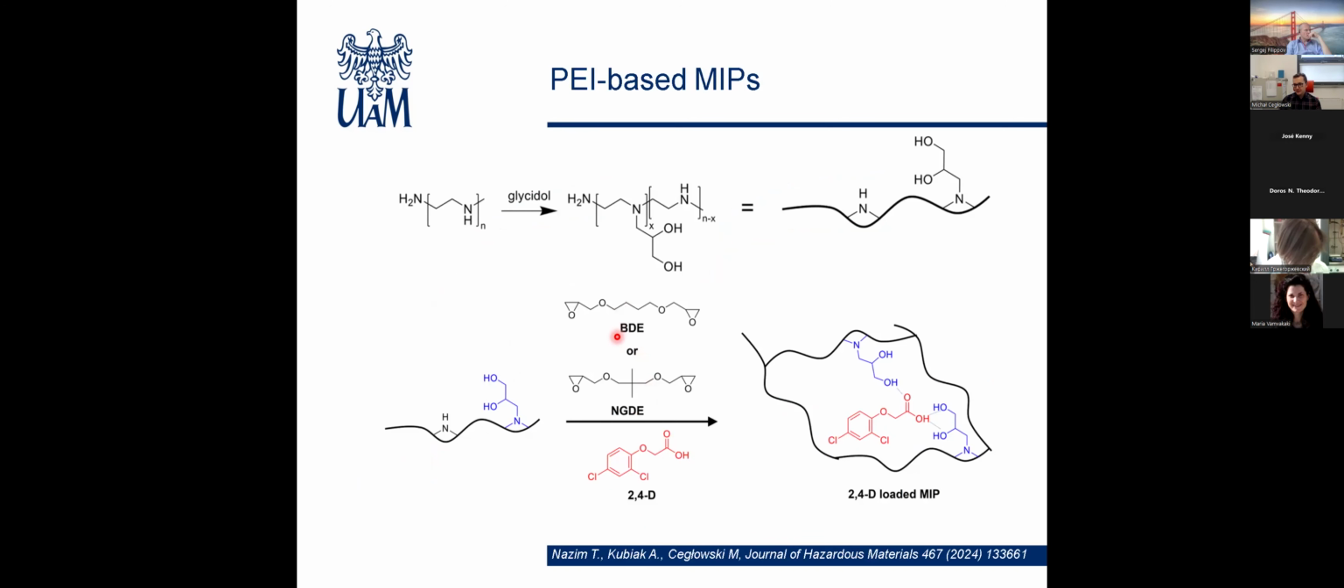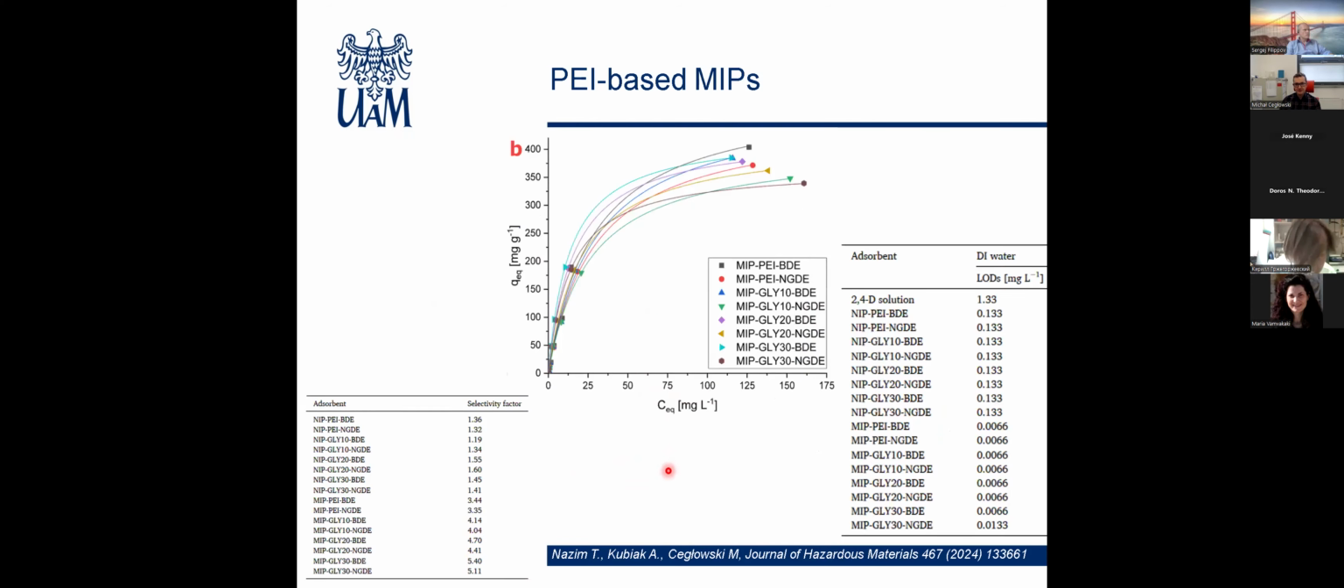We also functionalized PEI-based materials, so we take the polyethyleneimine and functionalize it using the epoxy group, so actually no byproduct, which is important for MIP chemistry, and we cross-linked it. We introduced the functionality as a 2-hydroxyl group, functionalization with glycidol, and we cross-link the system using 2 cross-linkers, BDE and NGDE, those are the abbreviations. And again, 2,4-D is one of the chlorophenoxy pesticides.